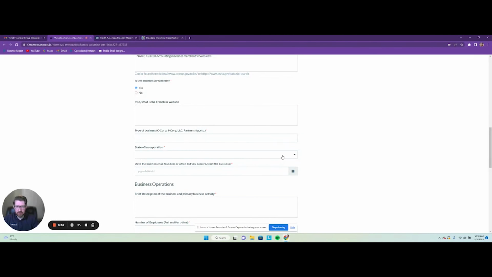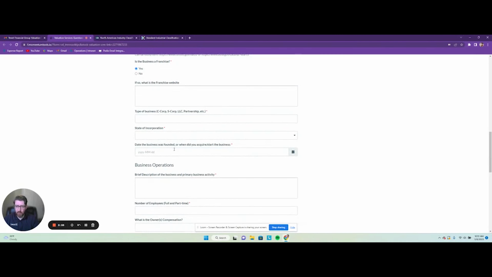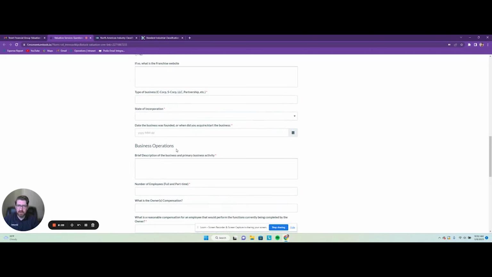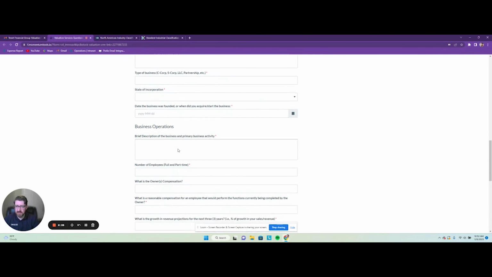Now, moving on, the state of incorporation. Again, this is a drop down. Just pick the state and then what date you founded your business. Usually that's the date of when your articles of incorporation were filed. So if you have those, go take a look and see when that happened. If you worked with Tenant, there's usually part of your binder that will have that information in there.